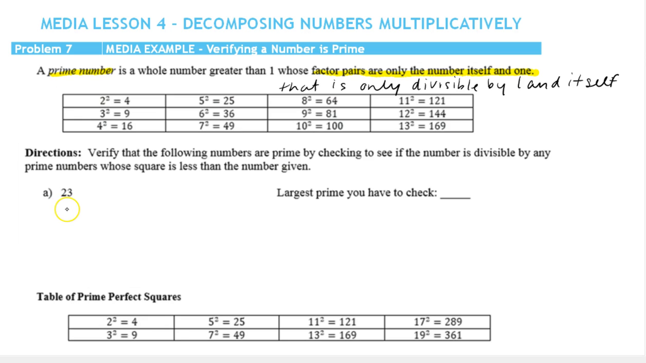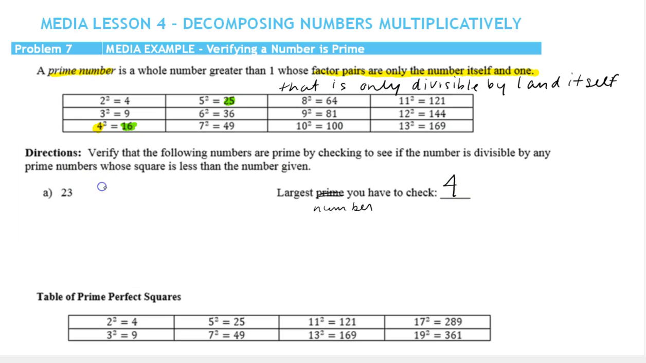We're going to verify that this is prime, but if we wanted to find all the factor pairs of 23, remember that we'd look at the chart and see that 23 lies between 16 and 25. And then remember we round down to the smaller number, which is 4. Here it says largest prime you have to check. Let's save this for later, and right now we're just going to say largest number, because 4 isn't prime, that you have to check. So we're going to do this just like the last problem.